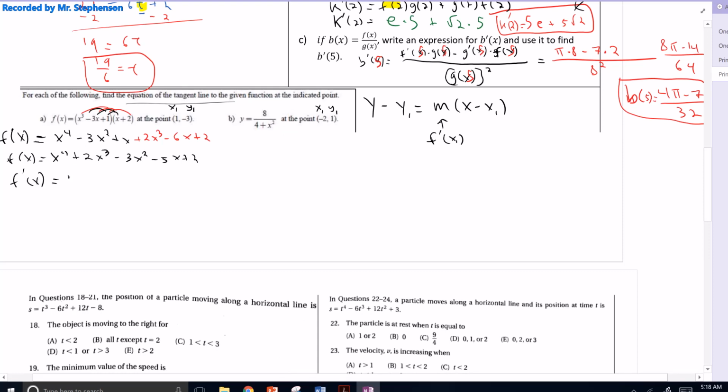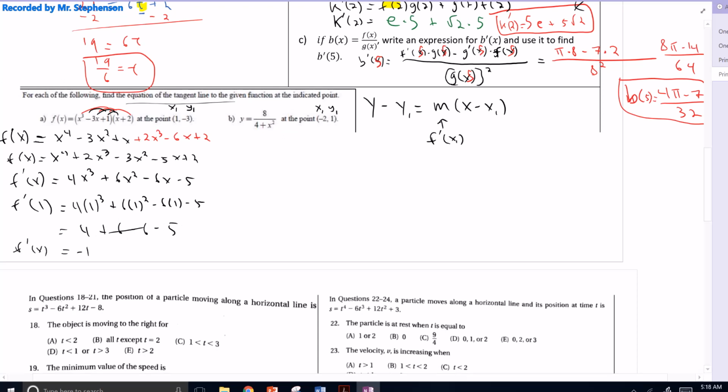And now let's do our calculus. Let's take the derivative. We'll get 4x to the third plus 6x squared minus 6x minus 5. We want to know what's the derivative when x is 1. So we're plugging in 1 everywhere. And we will get 4 plus 6 minus 6 minus 5. Those cancel. We're left with negative 1, right? What this tells us is the slope at x equals 1 is negative 1.